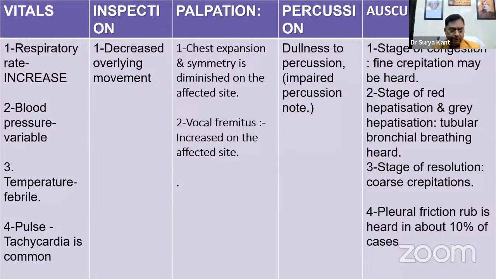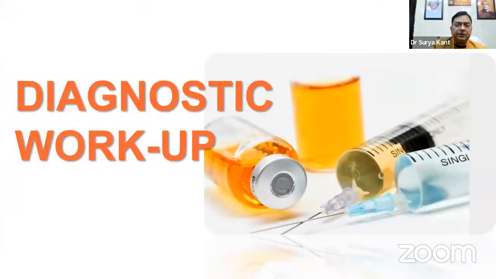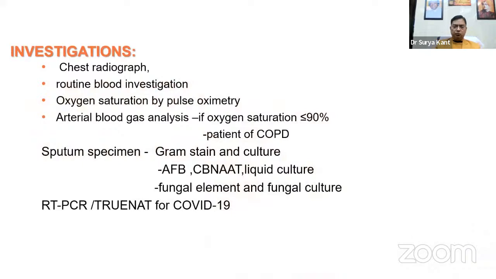On inspection, you will get decreased overlying movement, and chest expansion and symmetry are diminished on the affected side. Vocal fremitus is increased on the affected side. Dullness to percussion, an impaired percussion note, is found on percussion. In the stage of congestion, auscultation will reveal fine crepitations. In the stages of red hepatization and gray hepatization, you will hear tubular bronchial breathing. In the stage of resolution, you will hear coarse crepitations, and a pleural friction rub is heard in about 10% of cases during acute stages. Now, after examination, what investigation will you do?